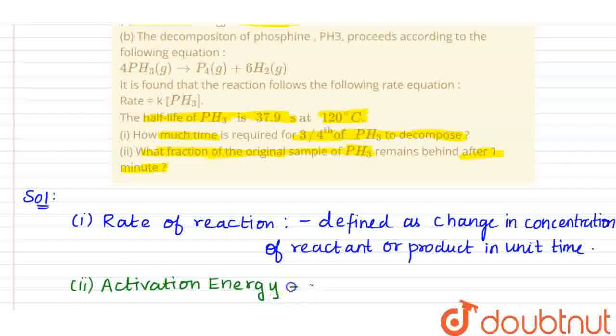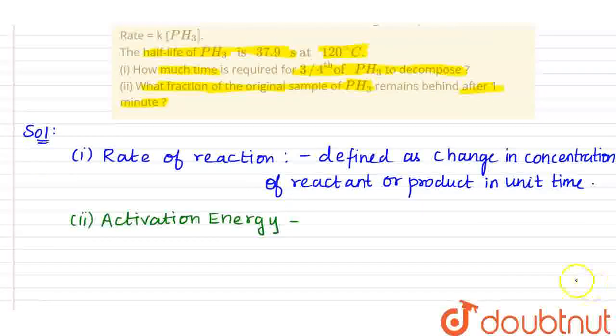So activation energy is nothing but the minimum extra amount of energy absorbed by the reactant molecule so that the energy becomes equal to the threshold value. Okay, so that is called as activation energy. Threshold value means the minimum value that the reactant needs to proceed the reaction. So that is called the threshold value, threshold energy.